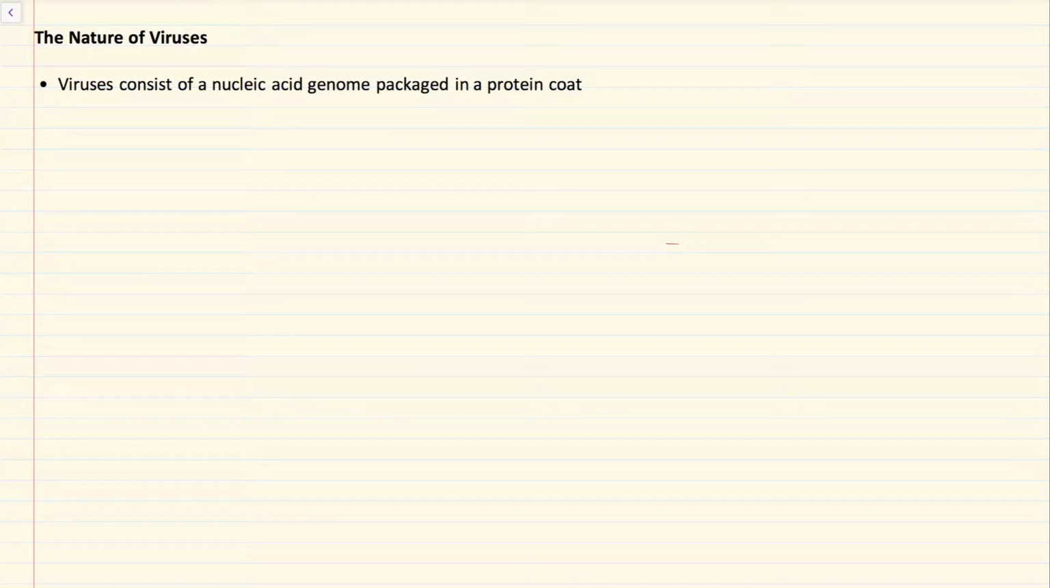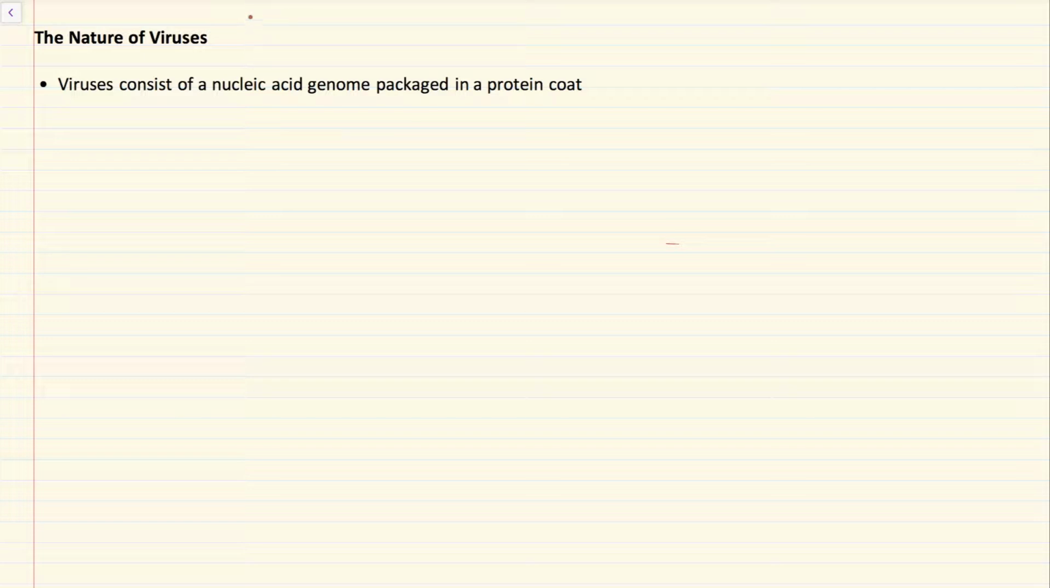The nature of viruses. Viruses consist of a nucleic acid genome packaged in a protein coat. So we know that viruses are the smallest and simplest forms of life on Earth. In fact, they lie just on the edge of what's considered life, the edge between chemical compounds and life. This is because they lack many of the common enzymes and machinery, such as ribosomes, that are necessary to produce proteins and to self-replicate.